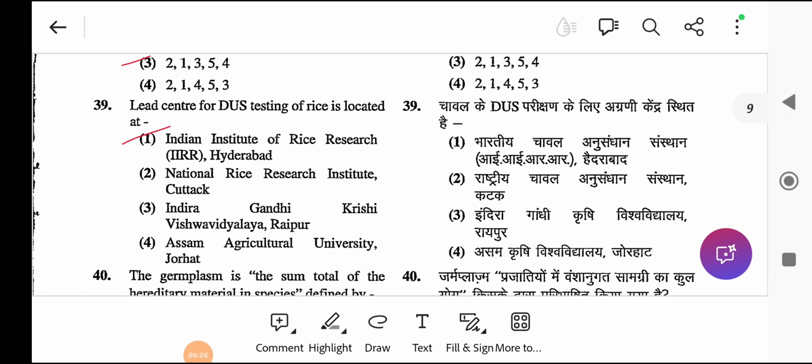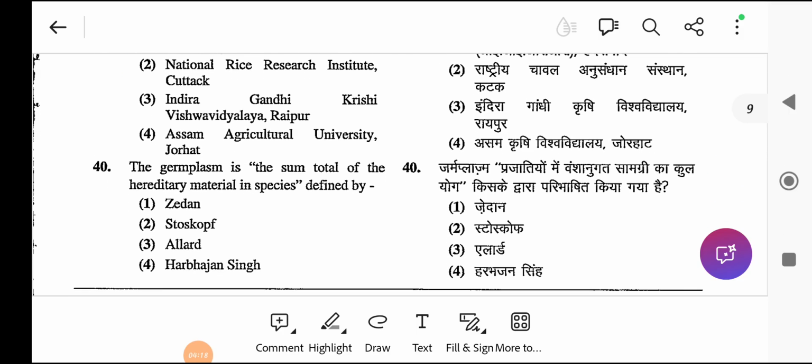Next is, the lead center for DUS testing of rice is located at. So DUS testing of rice is located at Hyderabad, Indian Institute of Rice Research, IIRR. Okay. Next is, the germplasm is the sum total of hereditary material in a species. It is defined by. So germplasm is defined by the scientist named Allard.